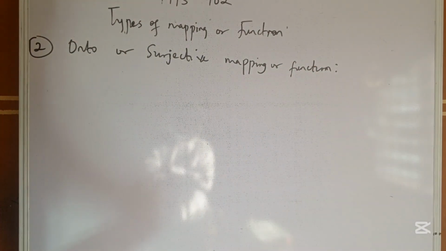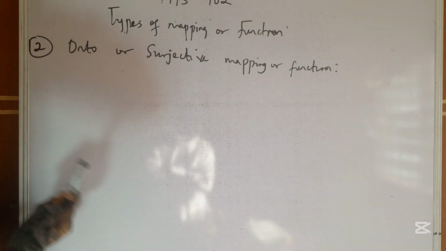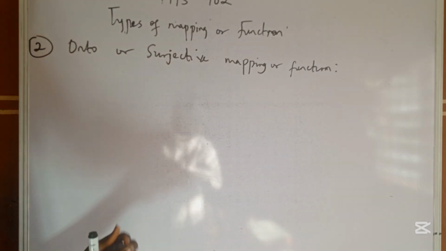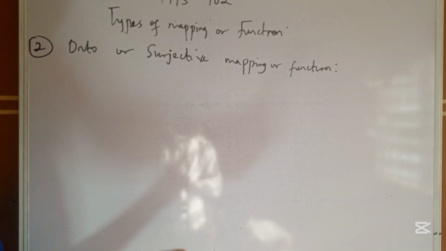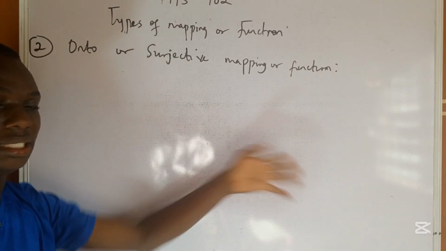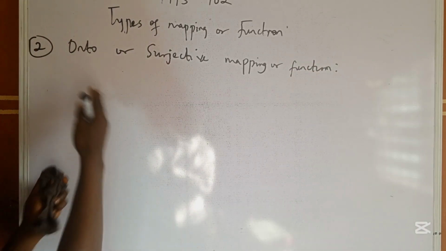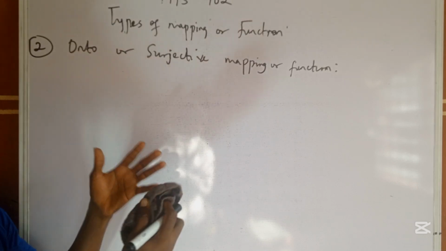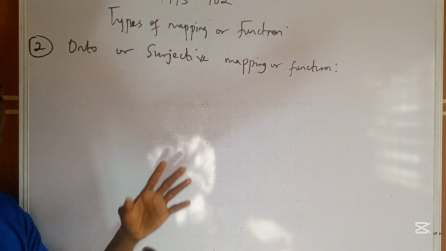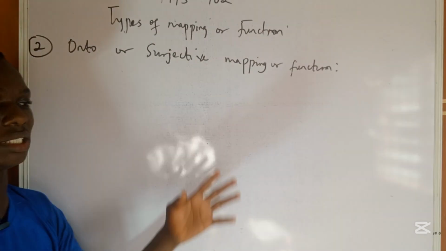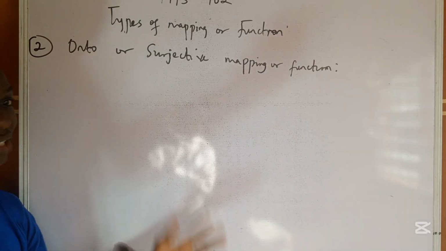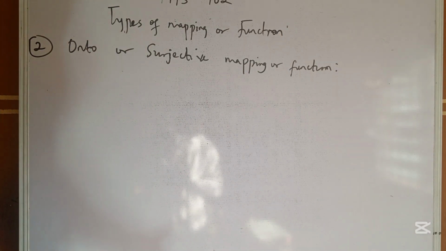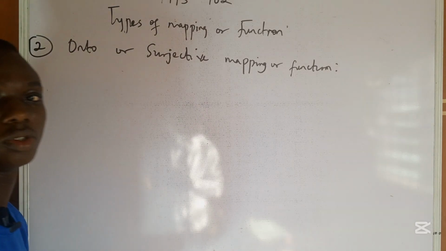Now onto, take note, this is different from one to one. Like I said, one to one is injective, onto is for surjective. Don't try to take them together, like maybe you are trying to relate onto to one to one. They are different.